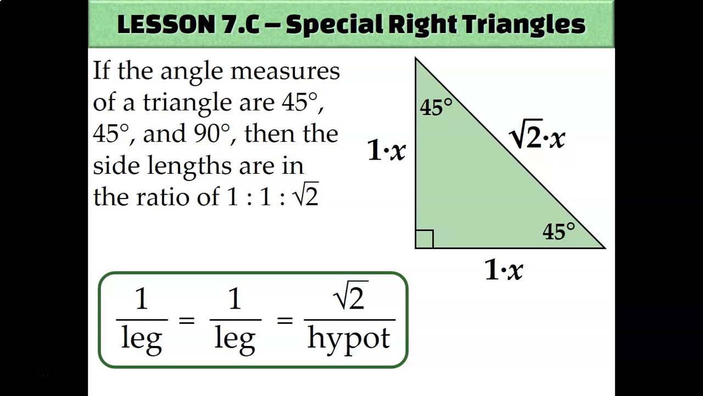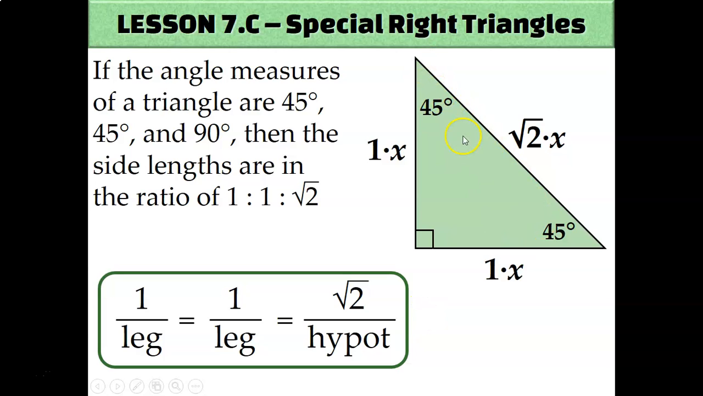We have 2 special right triangles that we're going to discuss. We have 45, 45, 90 triangles and 30, 60, 90 triangles. They're so called because of their angle measures. A 45, 45, 90 triangle has degree measures of 45 degrees, 45 degrees, and 90 degrees. And if you have a triangle with these degree measures, then the side lengths are in this proportion every time.